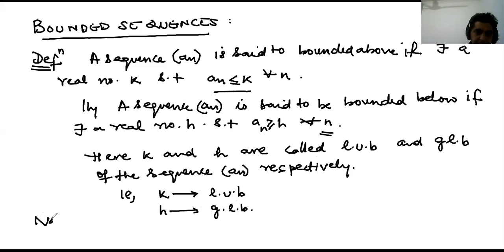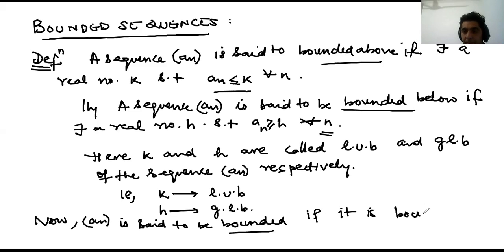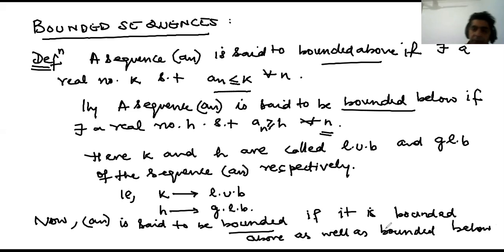Now an is said to be bounded. We talked about bounded above, we talked about bounded below. Now we are talking about bounded if it is bounded above as well as bounded below. अगर ये bounded above हो bounded below भी हो, we say that this is a bounded sequence.